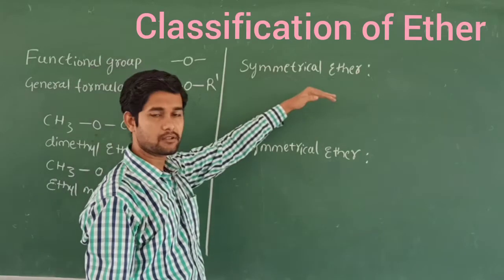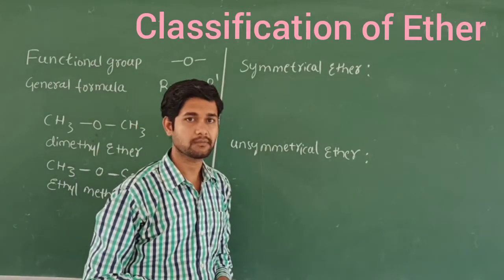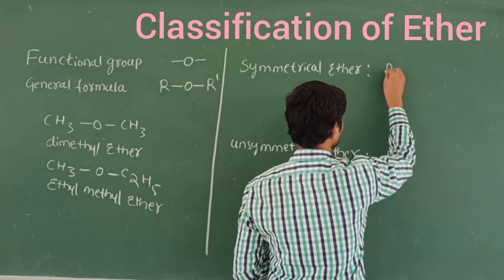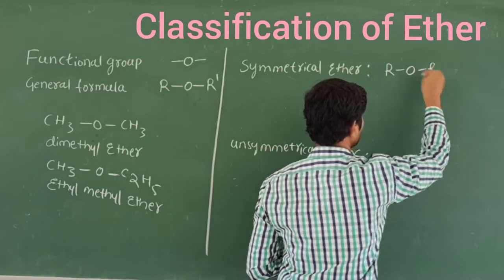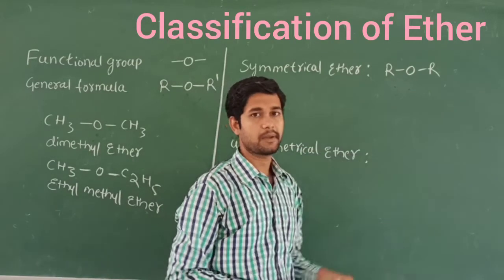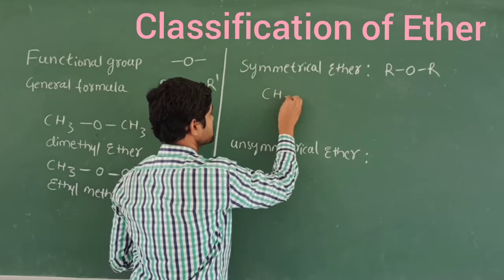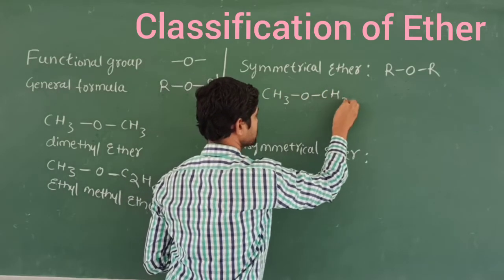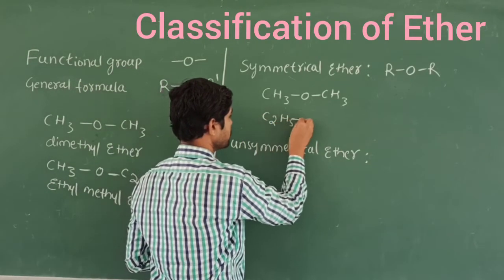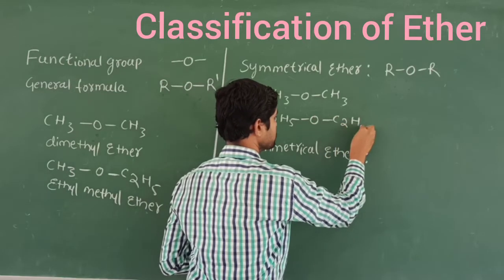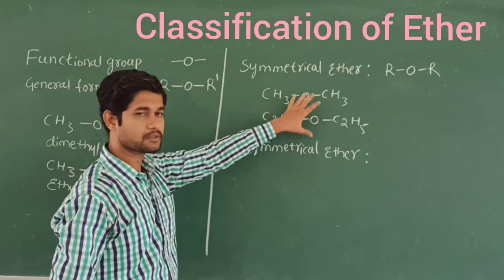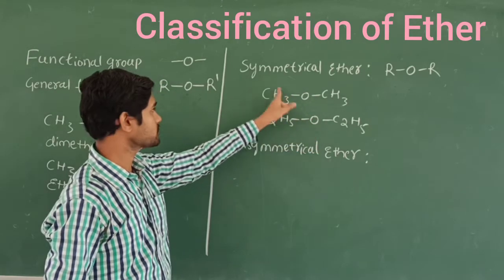I mean two similar groups attached to the oxygen atom is called symmetrical ether, and its general formula I am going to write as ROR. ROR means two similar groups must be attached to the oxygen atom. R may be replaced by CH3, that is CH3OCH3. Its name is dimethyl ether. Or I can take one more example, C2H5OC2H5. Two ethyl groups will be there, so its name is diethyl ether. So these similar groups attached to the oxygen atom are called symmetrical ether.